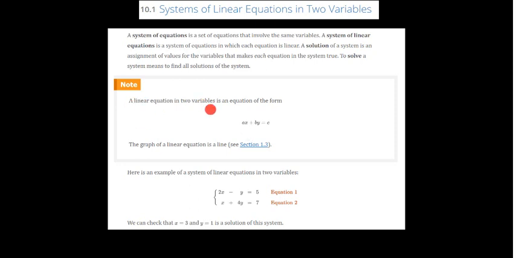Okay, so a linear equation in two variables is an equation of the form ax plus by is equal to c. So here's an example of a system of linear equations. So basically, a system of linear equations is literally what it is, right? It is a system of linear equations, right? So we see a bunch of linear equations, we take the system of it.